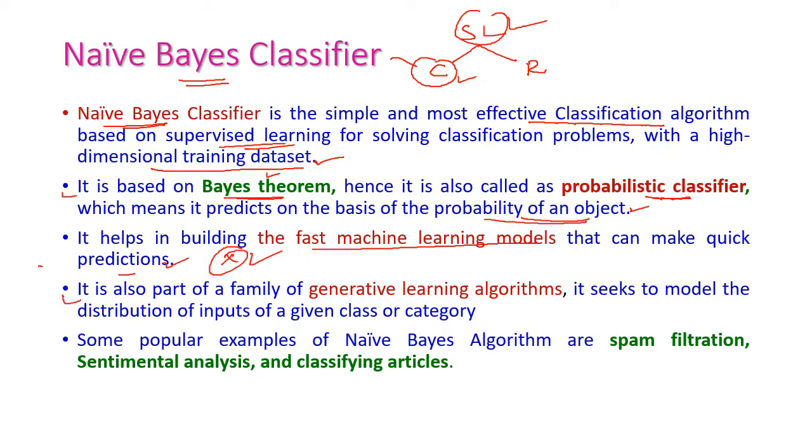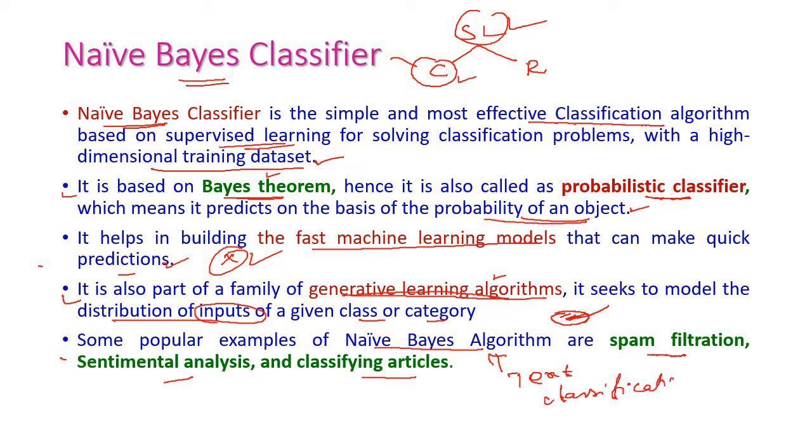And it is also part of the family of generative learning algorithms. That means it seeks the model, the distribution of input of the given class or category. That is, inside the class data, that input data will be distributed. And some of the popular Naïve Bayes applications are spam filtering, sentimental analysis, and classifying articles, etc. That is, for text classification, we can use Naïve Bayes algorithm.